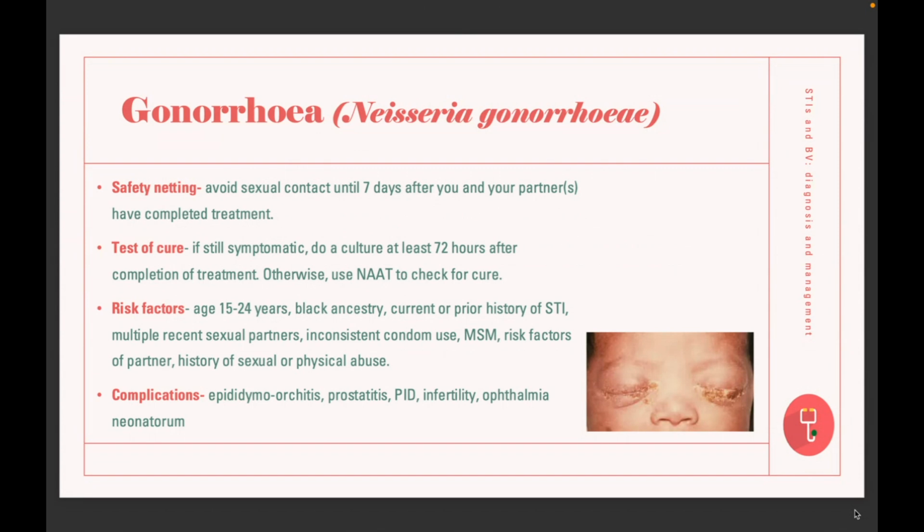Complications of gonorrhea include epididymo-orchitis, prostatitis, PID, like we mentioned before, infertility, and ophthalmia neonatorum. So again, like we were chatting about with chlamydia, if you just have a look at the picture on the right-hand side, this is what it might look like in babies. And it's just an infection in their eyes from vaginal birth and passing on either chlamydia or gonorrhea through that route. Okay, next slide, please.